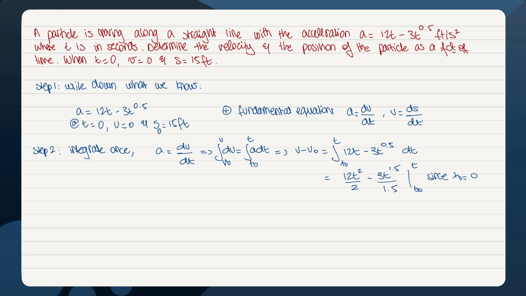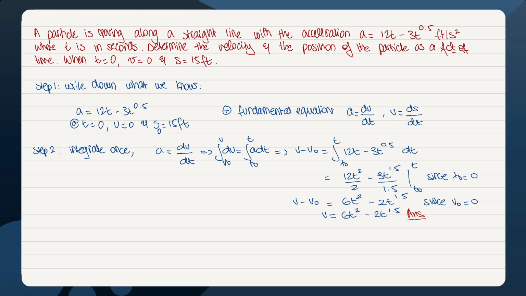So I have 12t minus 3t to the power 0.5, and integrating that, we get 12t squared over 2 minus 3t to the power 1.5 over 1.5 from t0 to t. Now remember, t0 is equal to 0 since it's the reference or the base for the time, and so we can get rid of this term, and we'll end up with v minus v0 is equal to 6t squared minus 2t to the power 1.5. Again, since v0 is equal to 0 from the initial condition, we'll get an expression for v, which is equal to 6t squared minus 2t to the power 1.5.